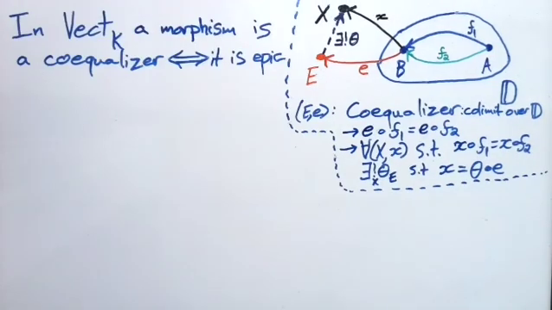So as a final exercise, we're going to prove the following theorem here, which says that in Vect K, a morphism is a coequalizer if and only if it is epic. So what does that mean? Well, basically a linear transformation is a coequalizer if and only if it's surjective.